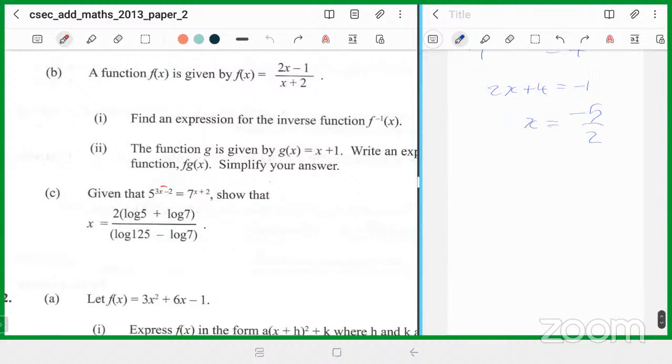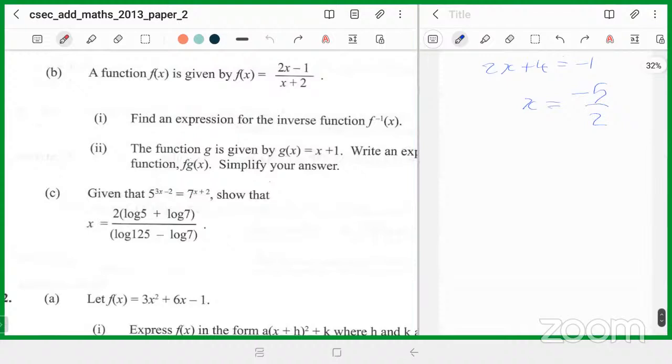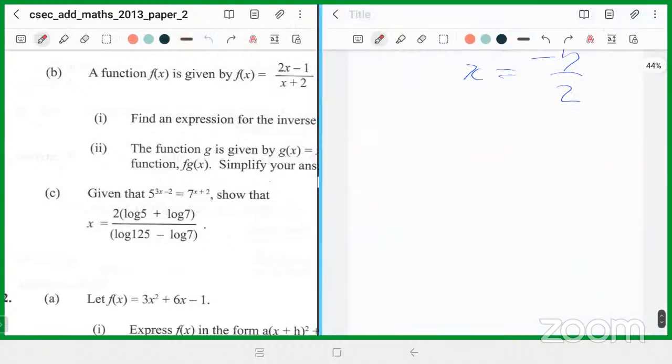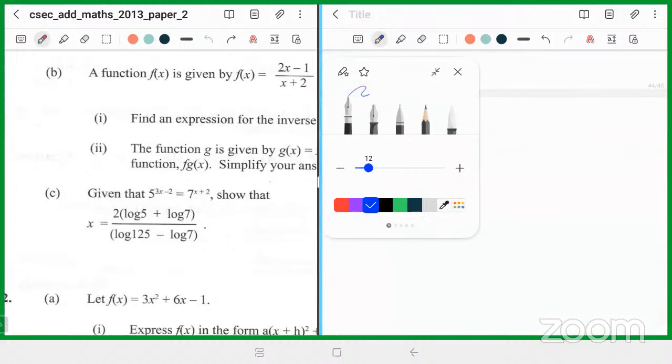When the thing that you want is in the power, you have to take logs to get it out of the power. As simple as that. Remember that and you're good. When the variable that you want to find is in the power, you take logs to get it out of the power. All right? All right, ready now.